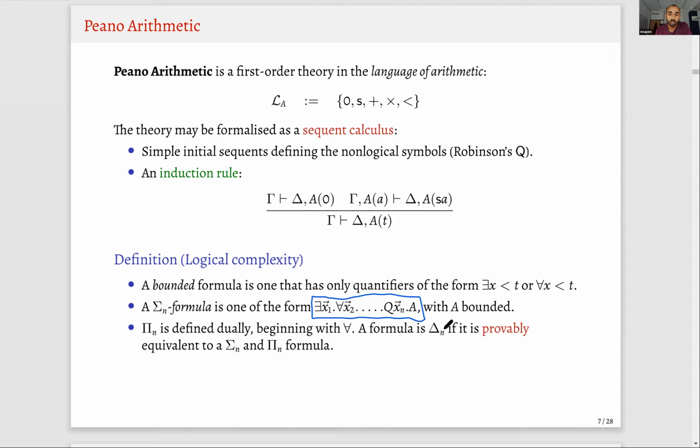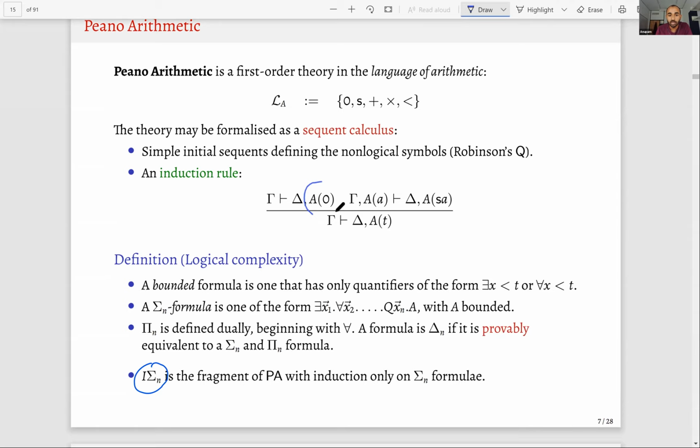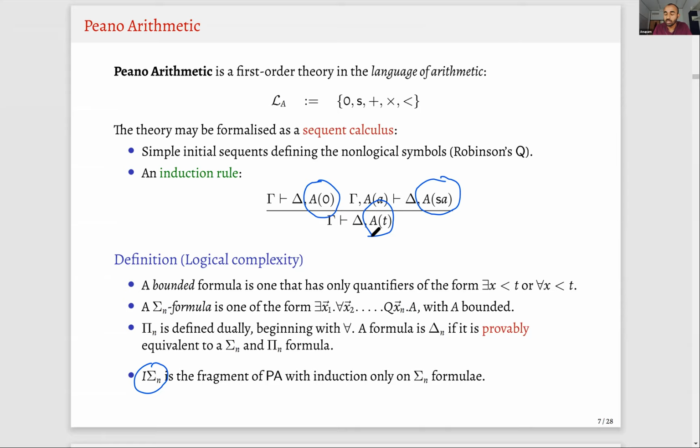I'll just finish the slide. The theories that delineate Peano arithmetic are these theories I Sigma n. These are exactly the proofs which allow induction only on Sigma n formulas. So what do I mean by induction only on Sigma n formulas? I mean this formula here, the A, which is the induction formula or the inductive invariant. This must be a Sigma n formula. So maybe there are a few definitions here that some people might not have seen. If you've got any questions, this is a good time to post them.